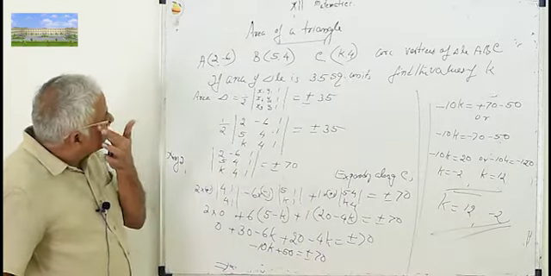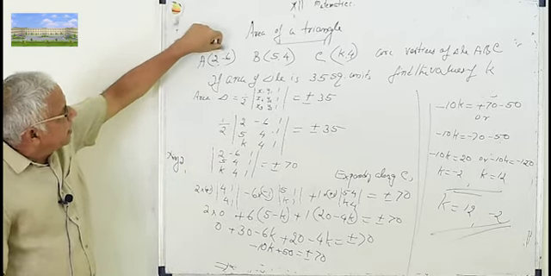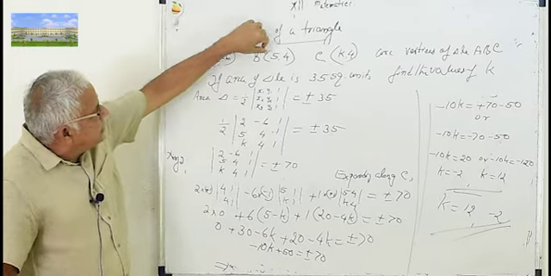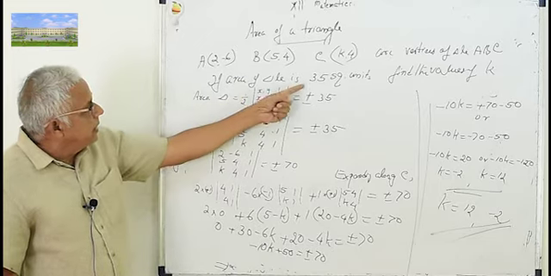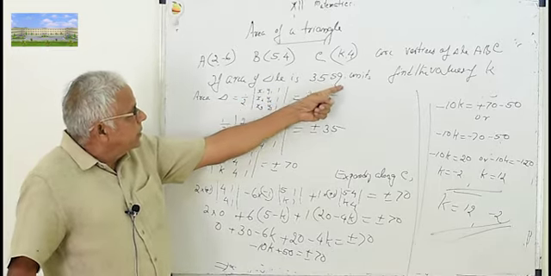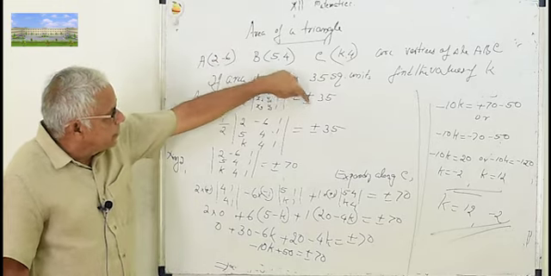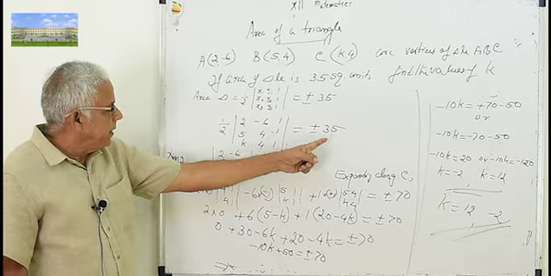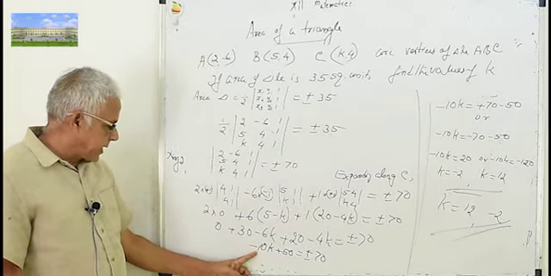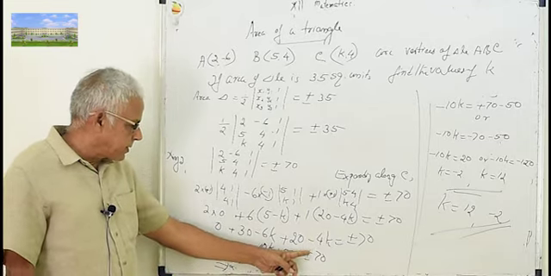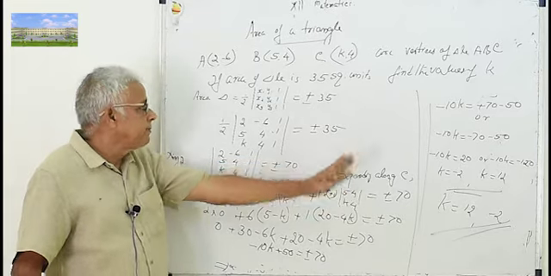This is the question. A, B, C, with coordinates A 2 minus 6, B 5 4, C K 4, are the vertices of a triangle. If the area of triangle ABC is 35 square units, find the value of K. Half into the determinant value is equal to plus or minus 35. Cross multiplying, plus or minus 70. Expanding, we get the equation minus 10K plus 50 is equal to plus 70 or minus 70. Splitting into two, two results will be given.